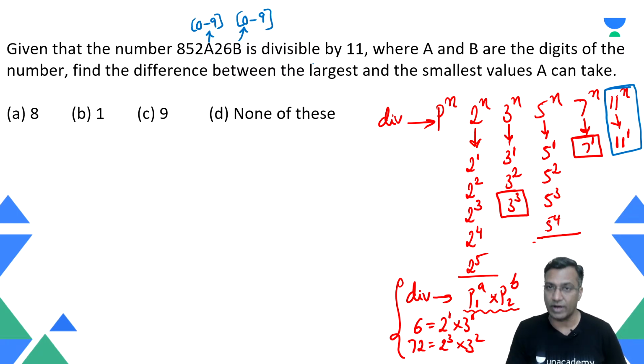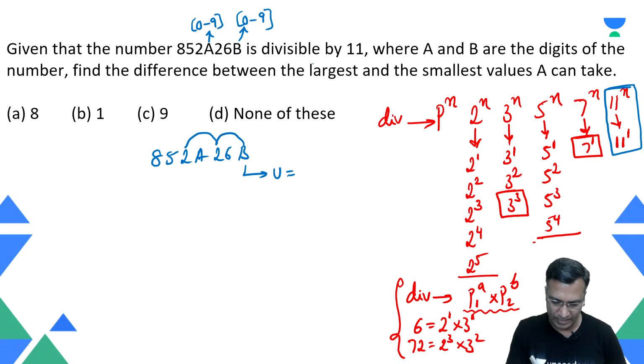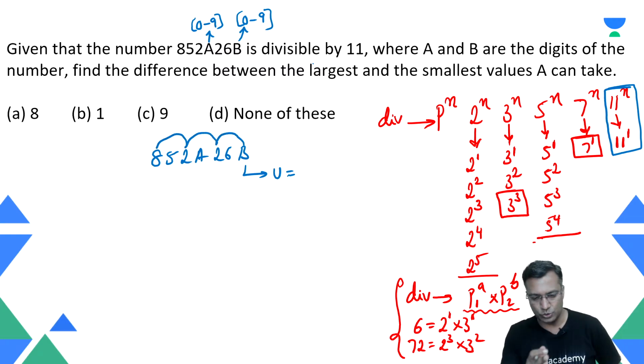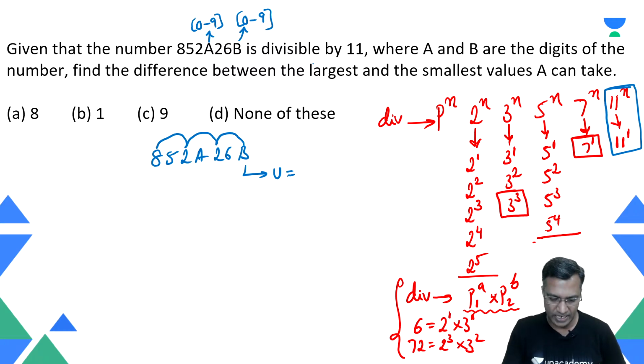What is the divisibility rule for 11? We spoke about that. 8 5 2 8 2 6 b. The divisibility rule for 11 is to sum the alternate digits starting from the units place. I need to add these numbers. 8 plus 2 is 10, 10 plus 2 is 12, 12 plus b. I don't know the value of b, therefore 12 plus b.